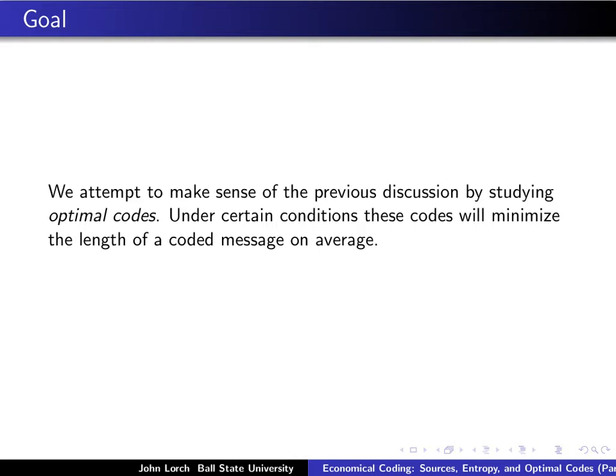So we didn't come to any conclusions in the discussion on the previous slide. No firm conclusions at any rate. We just brought some ideas to the forefront that we're going to want to discuss in some more detail as we proceed. So we attempt to make sense of the previous discussion by studying what are called optimal codes. Under certain conditions, these codes, namely the optimal codes, are going to minimize the length of a coded message on average.